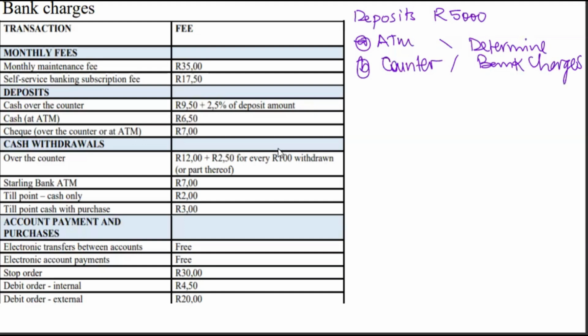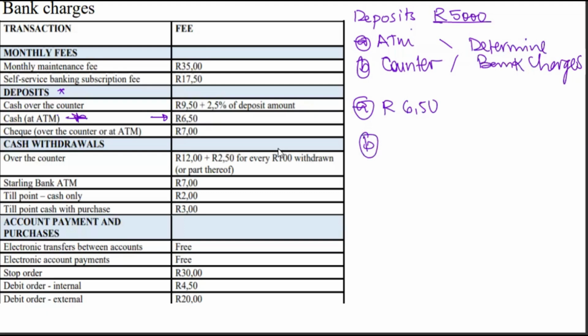So what you're going to do, deposits, they are here. Cash over the counter. I'll start with the ATM. If the person deposits this much at the ATM, how much will they be charged? So we shall come here, cash at ATM, you see that? How much is the charge? So A, the answer becomes 6 Rand 50 cents.